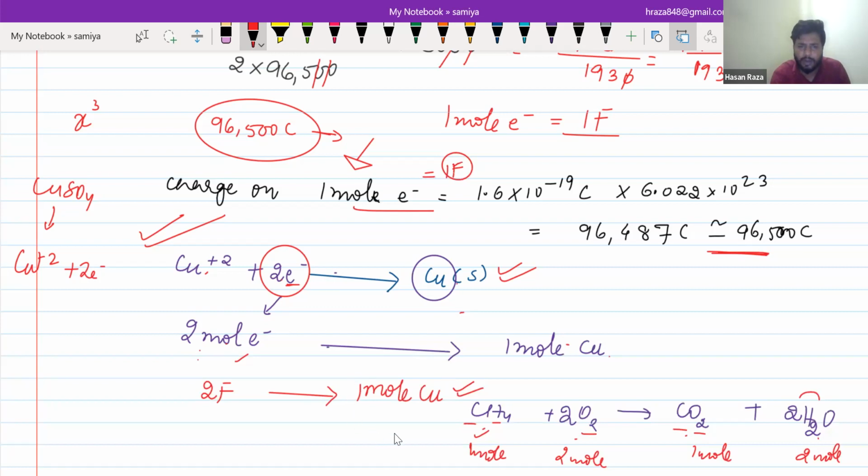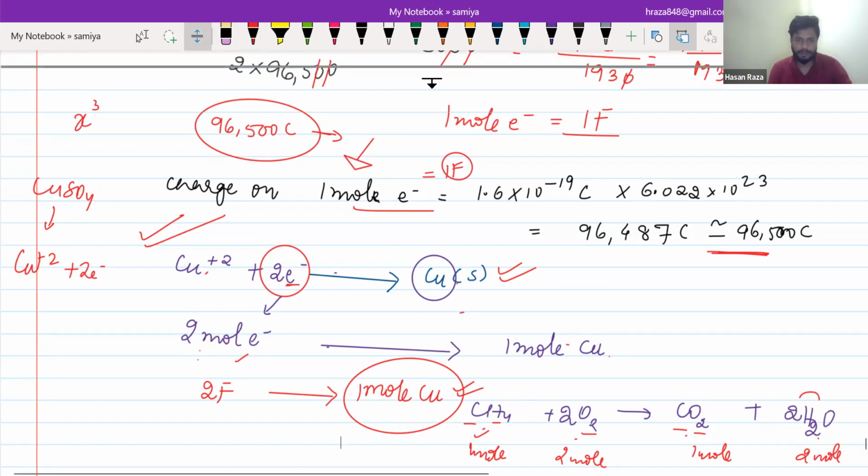Can anyone tell me what is the mass of 1 mole of copper? This is a very easy question. Can anyone tell me what is the mass of copper in 1 mole? Please write it, then I will again explain.